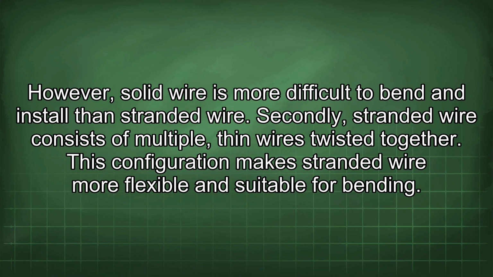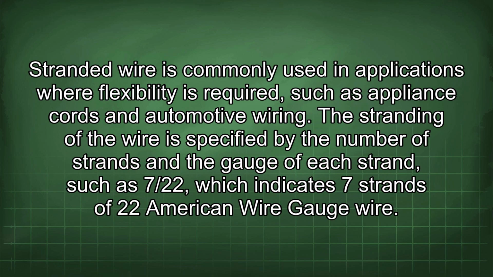Secondly, stranded wire consists of multiple, thin wires twisted together. This configuration makes stranded wire more flexible and suitable for bending. Stranded wire is commonly used in applications where flexibility is required, such as appliance cords and automotive wiring. The stranding of the wire is specified by the number of strands and the gauge of each strand, such as 7/22, which indicates 7 strands of 22 American wire gauge wire.